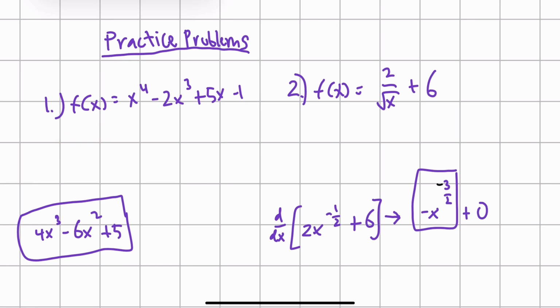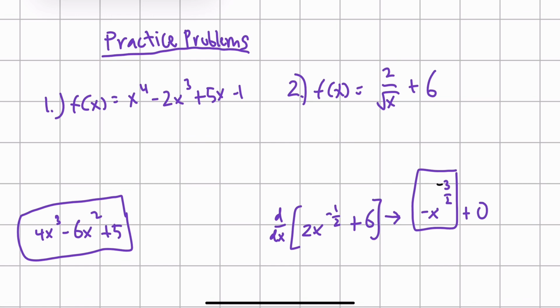We can use the power rule again in the next term. We bring the 3 down and we subtract 1. This gets us 6x squared. Our next term, 5x, the derivative of 5x is 5. We can just simply take the x away. And our negative 1 turns into 0 because the derivative of a constant is always 0.